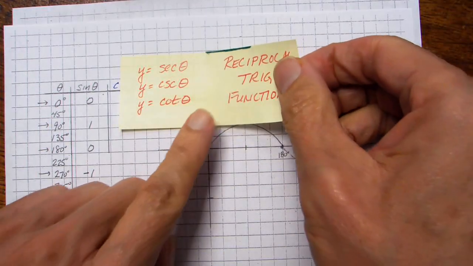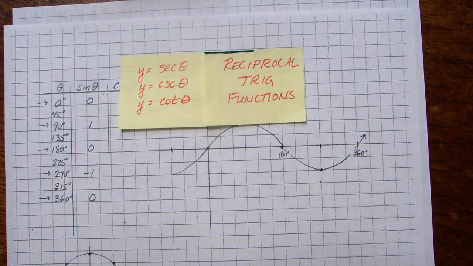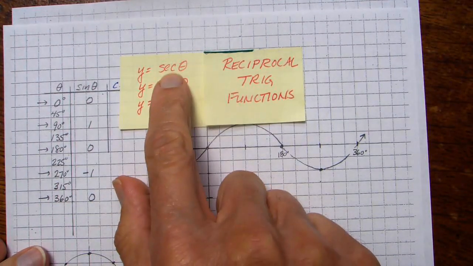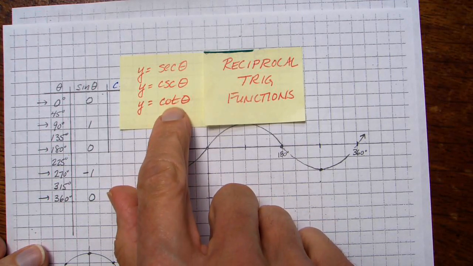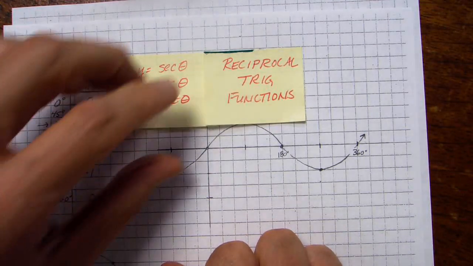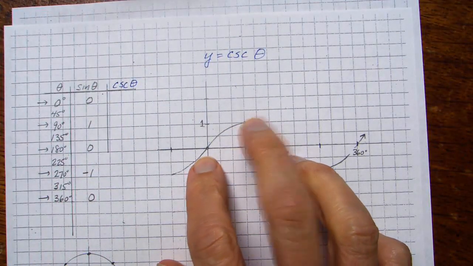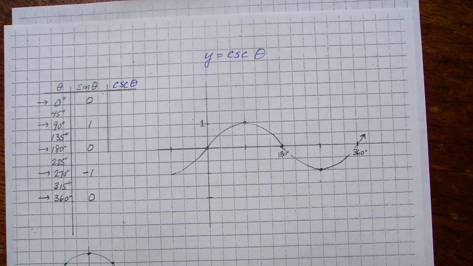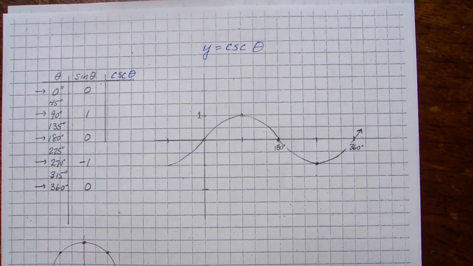Well, the first thing you've got to keep in mind is that these are reciprocal trig functions. This is the reciprocal of cosine, this is the reciprocal of sine, and this is the reciprocal of tangent. That keyword reciprocal is going to be very important today, and it'll actually make our graphing a lot easier. So let me illustrate by doing two problems with you. Let's say we wanted to graph the cosecant graph.